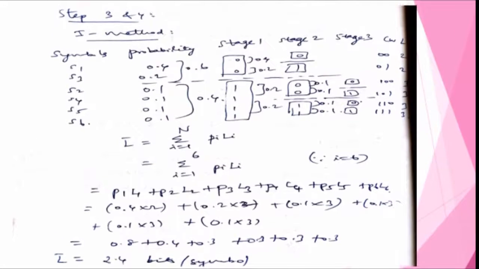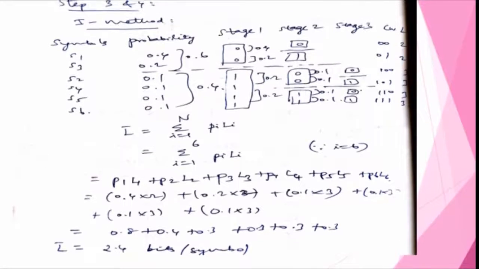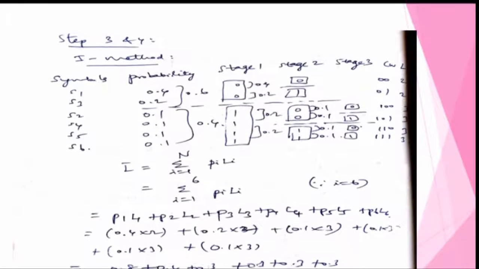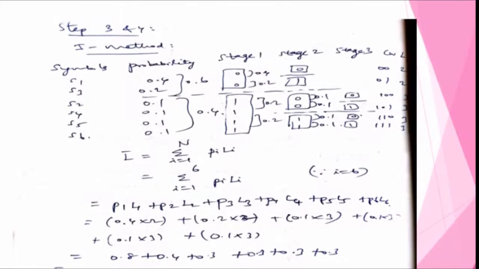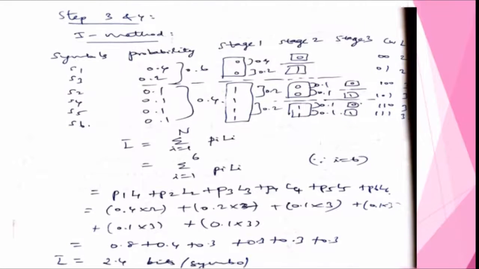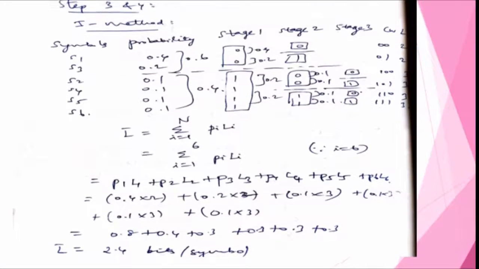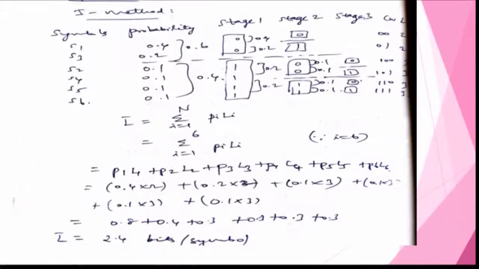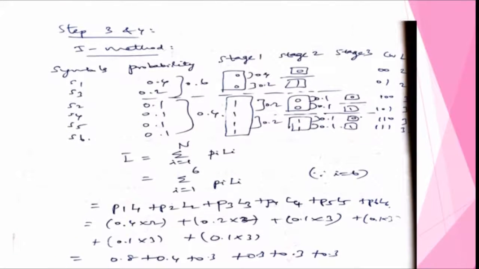The code words from the boxes we consider from stage 1 to stage 3. For symbol S1 we have 0 0 as the code word, and the length is 2 bits. Next, for symbol S3, stage 1 is 0 and stage 2 is 1, so 0 1 is the code word, again length 2. Next, 1 0 0 for symbol S2, so the length is 3. 1 0 1, again length 3. Then 1 1 0, again length 3. For symbol S6 we have 1 1 1 as the code word, again length 3.